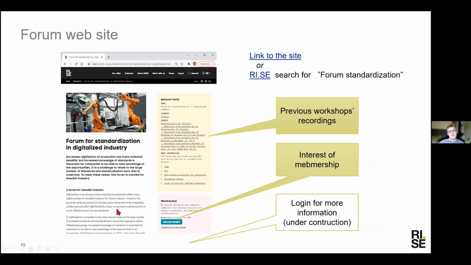We have this website developed, which is quite simple. Perhaps someone could put that in the chat also, but you could go to our homepage, ri.se, and search for forum standardization, and you can find it also. Here we have all the workshops that we have had recorded by Automation Region available, and the idea is that you could press for interest and membership if you are at least interested in participating in this, and then we will come back to you. In the future, we would like to have some kind of login also for more information.